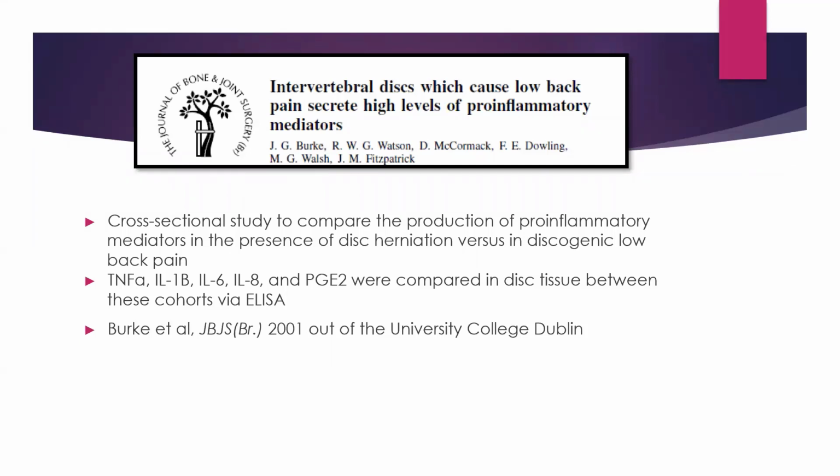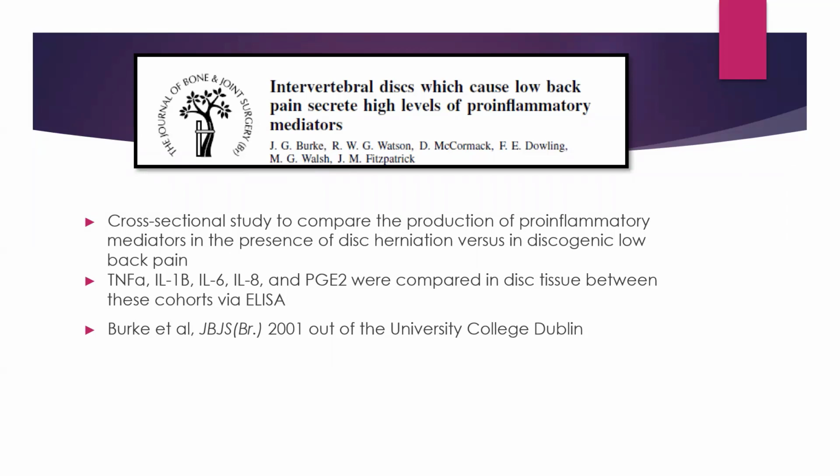It's a cross-sectional study, and essentially what they wanted to look at was they did an ELISA to look at the production of pro-inflammatory cytokines, interleukins, and prostaglandins in patients who had radicular symptoms, which they refer to as sciatica, due to either a lumbar disc herniation or in patients with discogenic low back pain, which is a nebulous term that I personally haven't seen a ton because some of my staff aren't fully believers in that.